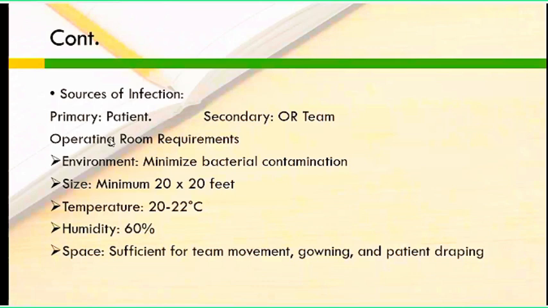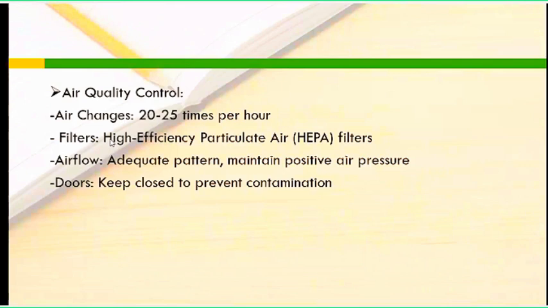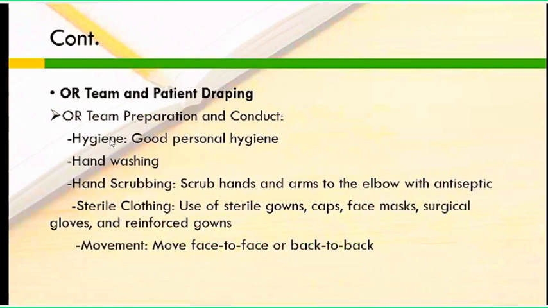And the size of the operating room, the minimum size should be 20 by 20 feet. Then the temperature in the operating room should be between 20 to 22 Celsius. Then the humidity should be around 60%. Then the space should be sufficient for team movement, gowning, and patient draping. This is also one of the requirements for an ideal operating room.